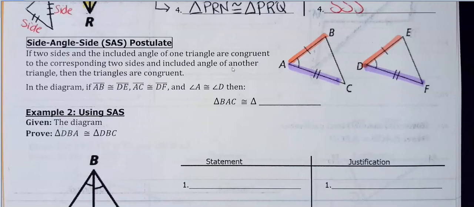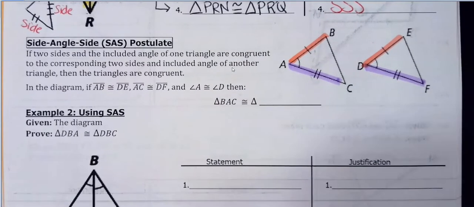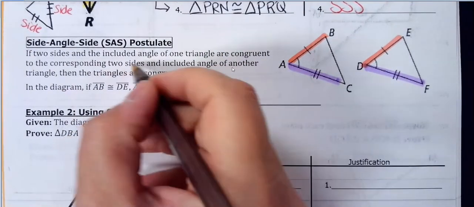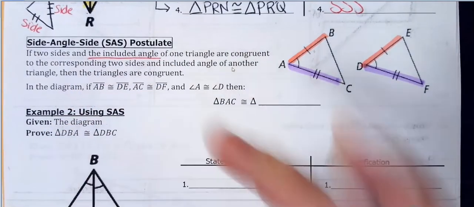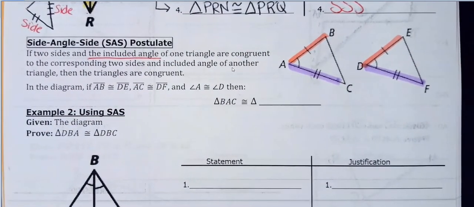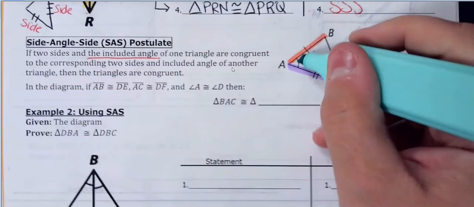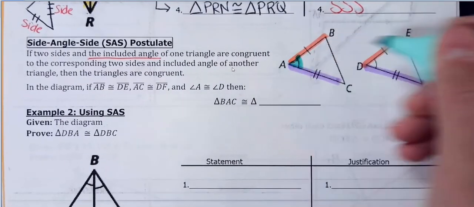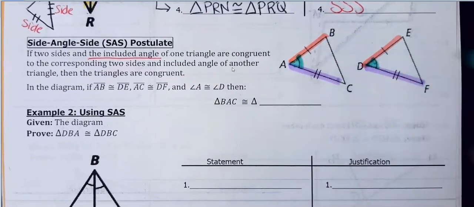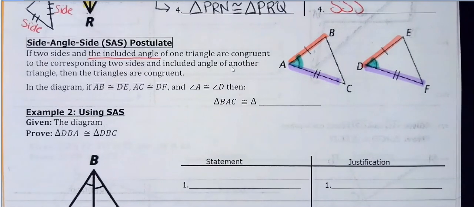And what it'll say here in the proof, it says the included angle. When I say included angle, that angle has to be between those two congruent sides. So one side of the angle is one of the sides you know, and the other side of the angle is the other side you know. The angle's in between the two sides. This is called side, angle, side. That forces those two triangles to be congruent to each other.